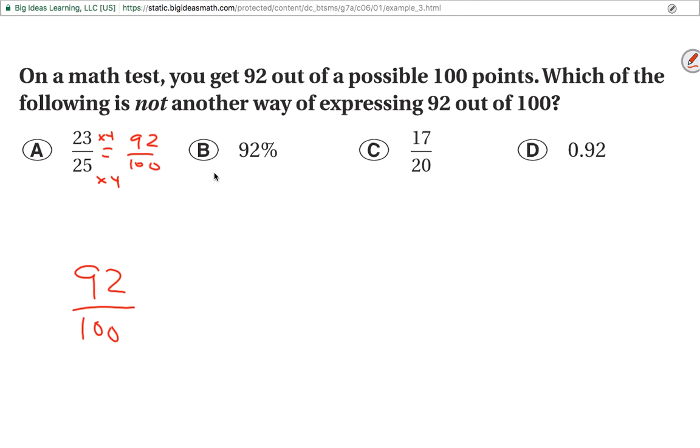92%, is that 92 out of 100? Well, a percent is out of 100, right? If you get 100, aren't you happy? Normally that's the highs.